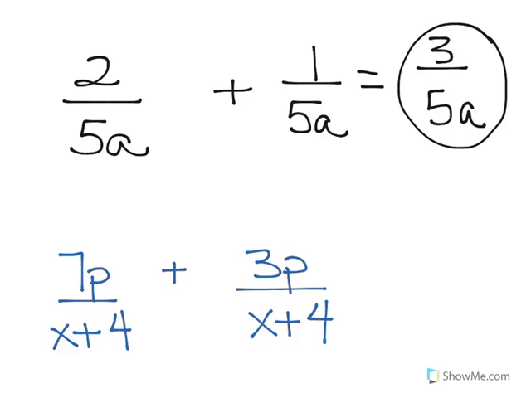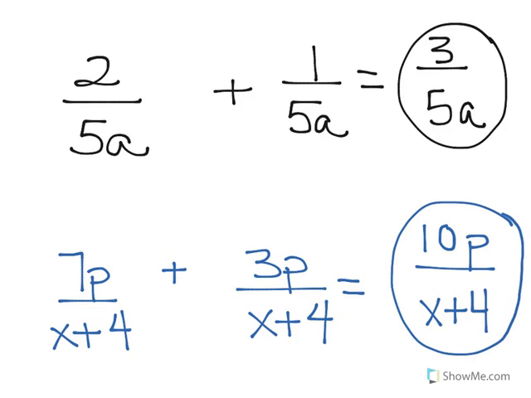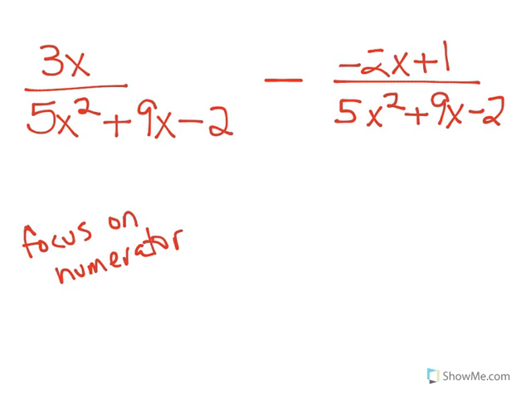Likewise, with the sum 7p over x plus 4 added to 3p over x plus 4, we have like denominators, and so we can go ahead and add numerators. 7p plus 3p, those are like terms, so we end up with 10p, and we keep the like denominator, x plus 4. And so that is our simplest answer. And we can now move on to looking at an example of a difference.